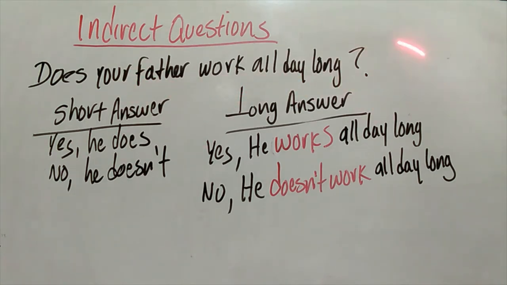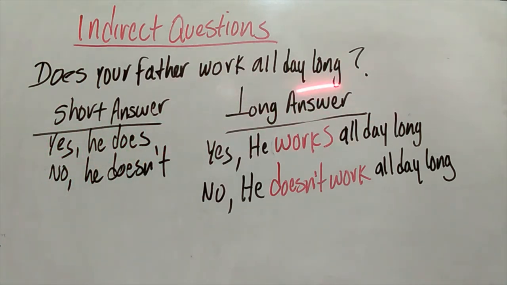Remember the question mark at the end of the sentence, right? But we want to analyze this one that is really important. For example, we want to have the short answer and the long answer. For example, it says, yes, he does. No, he doesn't. Why do we use this one? Because we have this in the question, does. So, yes, he does. No, he doesn't, right?